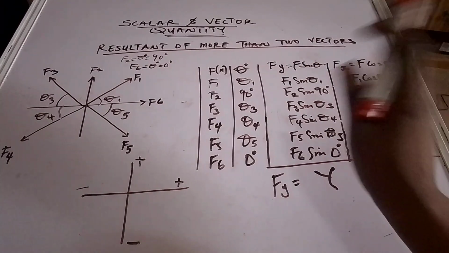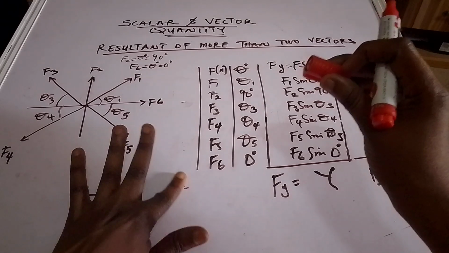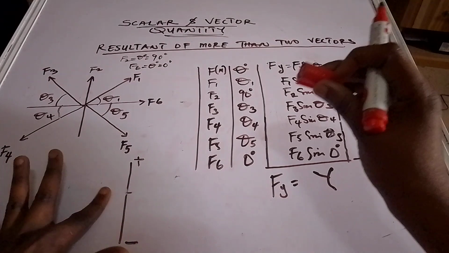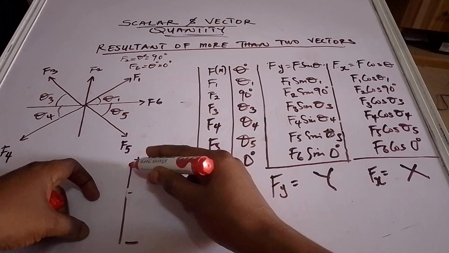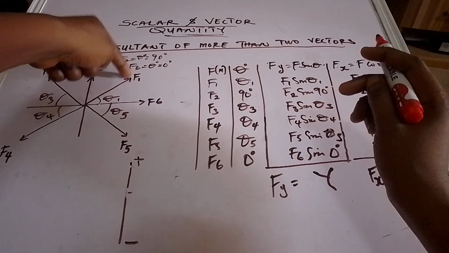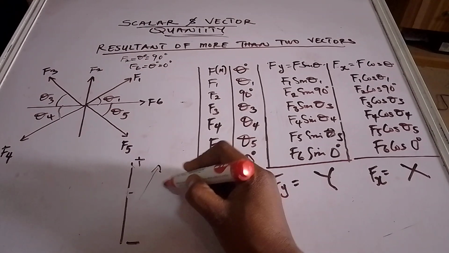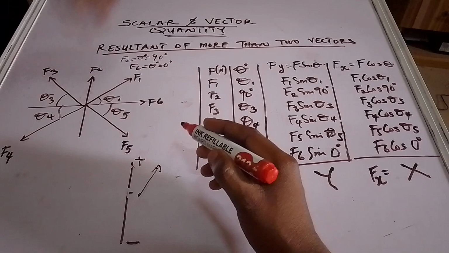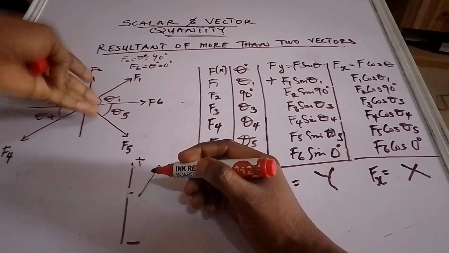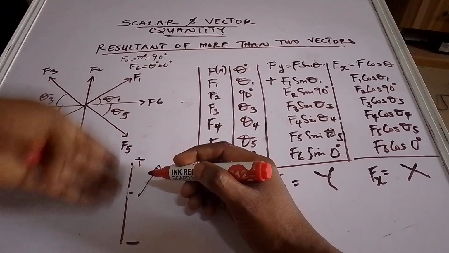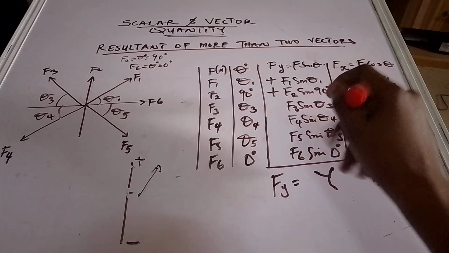Now we want to look at vertical. This one is vertical, so I have to remove this horizontal. I only want to look at vertical now. If I look at the vertical direction, you discover that F1 is pointing upward, towards the positive direction. So F1 is positive. Let's look at F2. F2 is also pointing in the upward direction. It's pointing in this direction. F2 is also positive. I'm looking at the vertical component now.